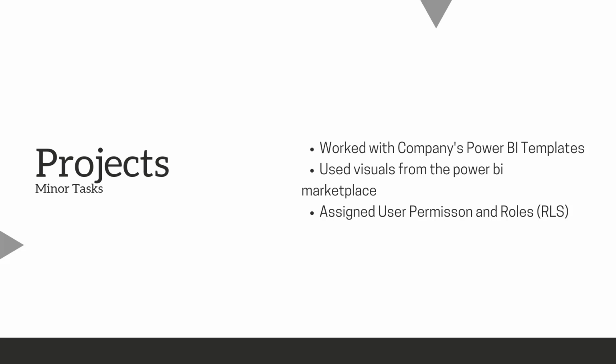Apart from that, I also worked on assigning user permissions through the row level security feature in Power BI. With the help of this, I was able to categorize who could actually access which data on a report. So, if a sales manager was accessing the report, he would be able to see only the sales for his division and not the others. And this could be easily done with the row level security feature.